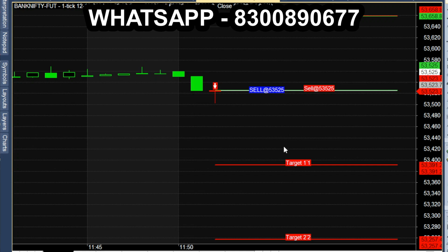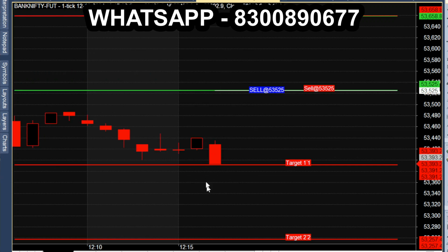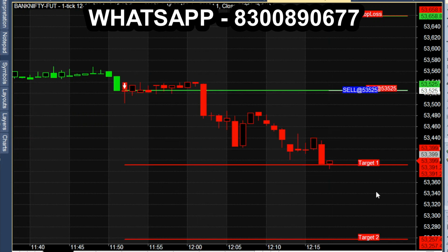First target is 391. It's more than 130 points first target range. Within 30 minutes of the sell call being generated, it successfully broke out the first target range. For the first 10 minutes the market had very flat momentum, very few trades, but after 10 minutes the market started to move in the downside direction and broke out the target.